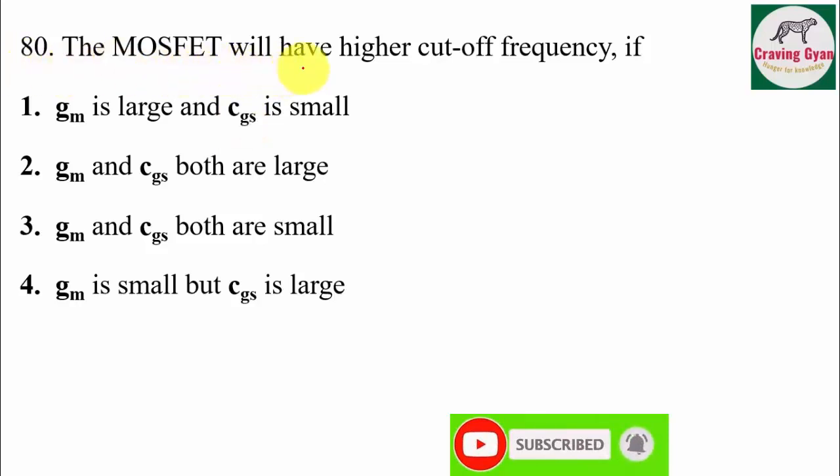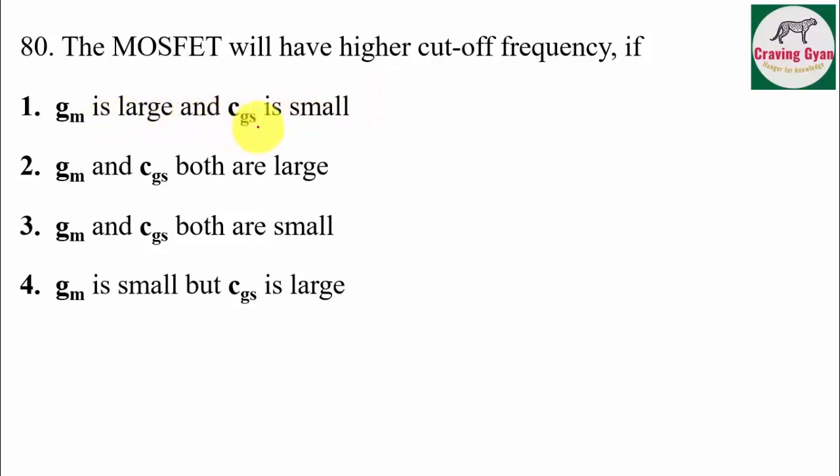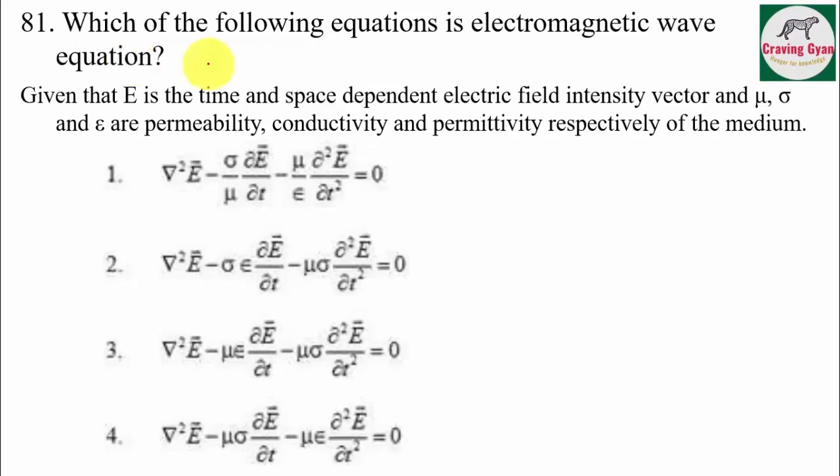The MOSFET will have higher cutoff frequency if: gm is large and CGS is small; gm and CGS both are large; both are small; gm is small but CGS is large. So the transconductance should be a large value and the gate-to-source capacitance should be a small value. So option 1 is correct. Small signal analysis in the case of MOSFET and BJT is very important.